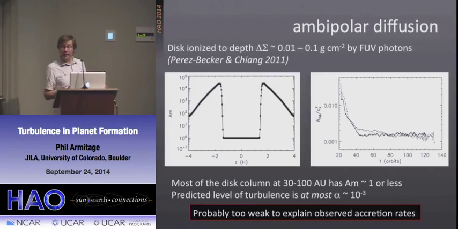So based on those previous calculations I showed you, what we would expect, and what we actually find, is that if there's nothing else going on here, most of the mass is in this region that is strongly damped. There's not much mass in the surface layers, and the predicted level of turbulence is really rather weak. That's too weak to explain gas flowing into the star at the measured rate and to allow the gas disk to disperse in the times we see.